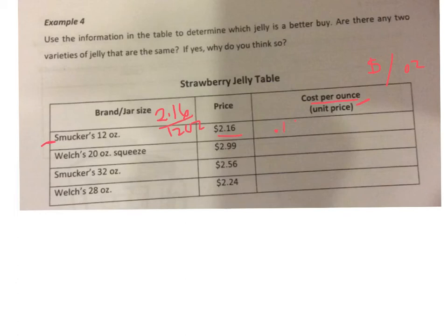You get 18 cents per ounce. So you would label it like that. So you'd spend 18 cents for every ounce. And then we're going to do the same thing with Welch's.